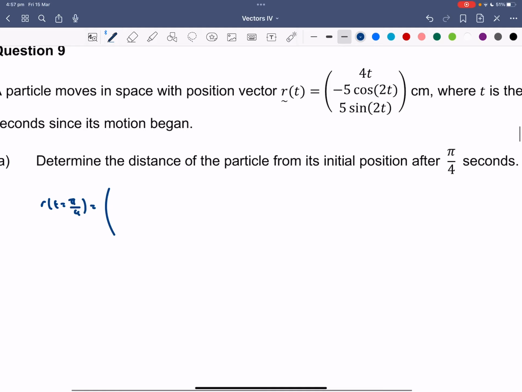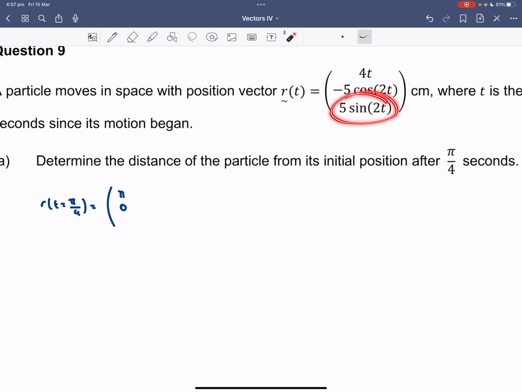So 4 times pi on 4 is just pi. Minus 5 cos 2 pi on 4. So 2 pi on 4 is pi on 2. Cos of pi on 2 is 0. So that one's just 0. And then 5 sine 2t. So 2 pi on 4 is pi on 2. Sine pi on 2 is 1. Okay, so that's where it is at pi on 4.